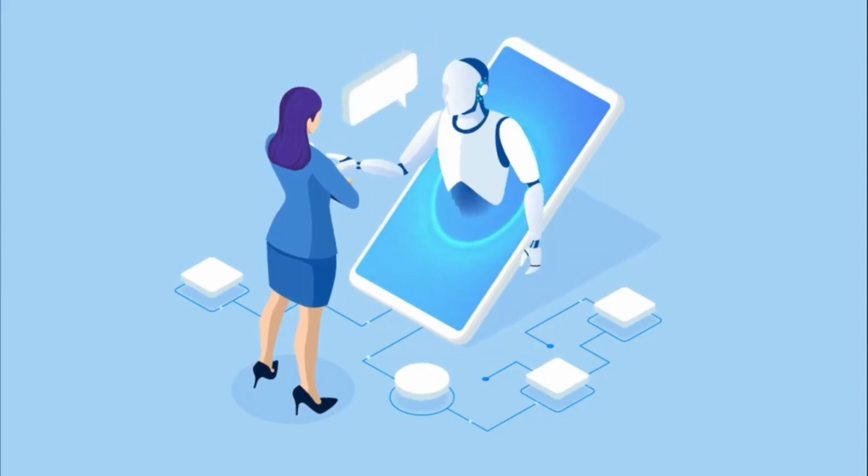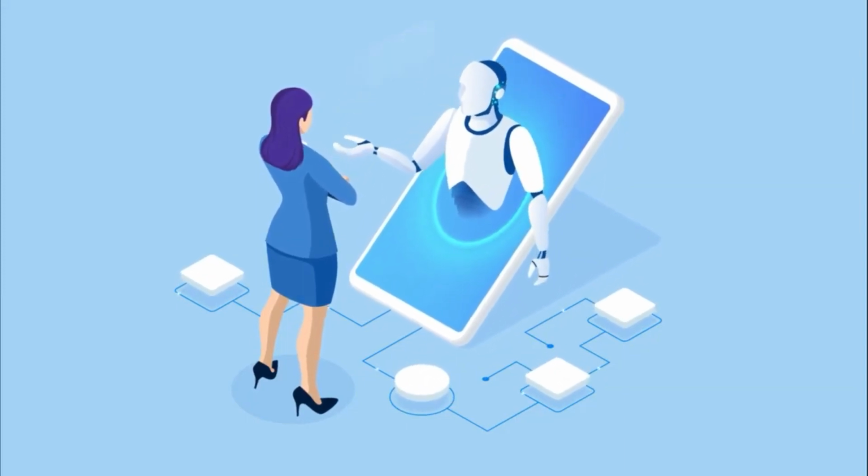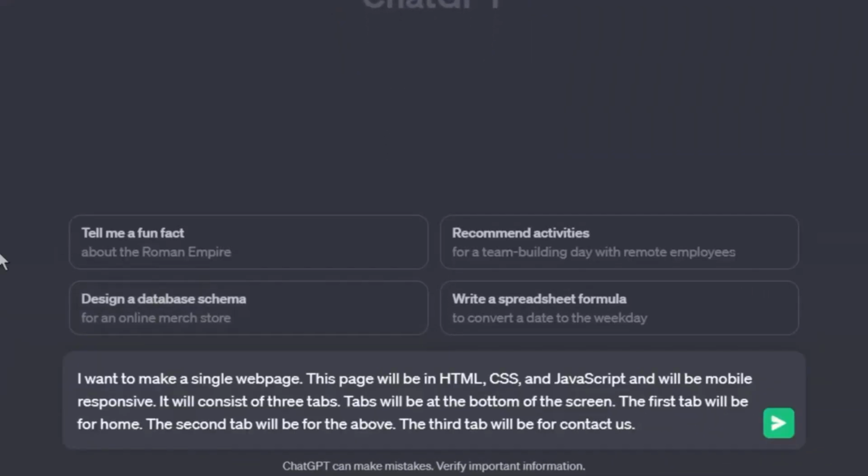In this video, we will create a simple app. Let's tell ChatGPT that I want to make a single web page. This page will be in HTML, CSS, and JavaScript and will be mobile responsive. It will consist of 3 tabs. Tabs will be at the bottom of the screen.